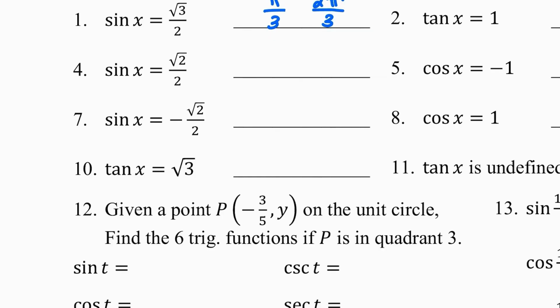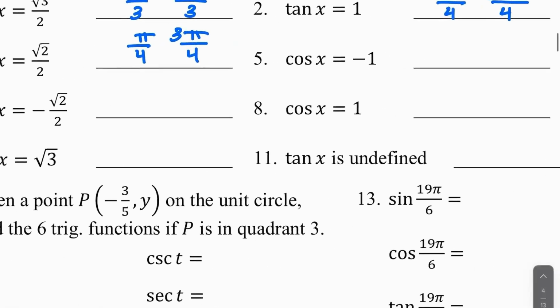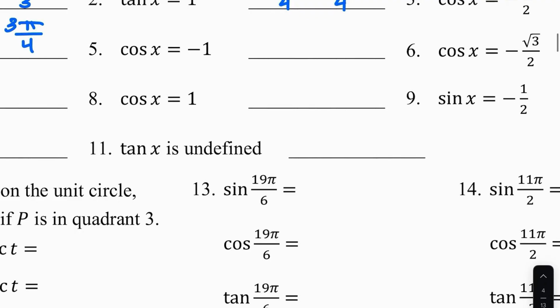Where is sine root 2 over 2? Well, root 2 over 2 should make you think of 45 degrees or pi over 4. So again, if there are going to be two answers, they're both going to have the same denominator. Sine being positive root 2 over 2 means that it's going upwards, which means sine is positive in quadrant 1, which is pi over 4, and quadrant 2, which is 3 pi over 4. It's not going to change. Where is cosine negative 1?